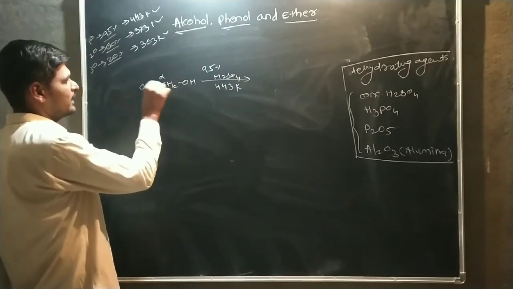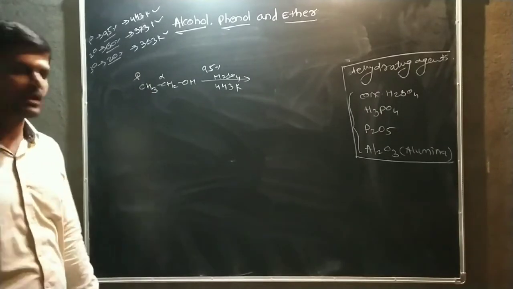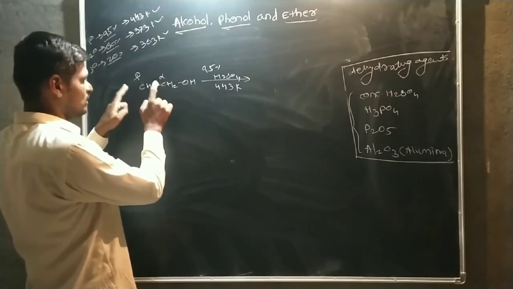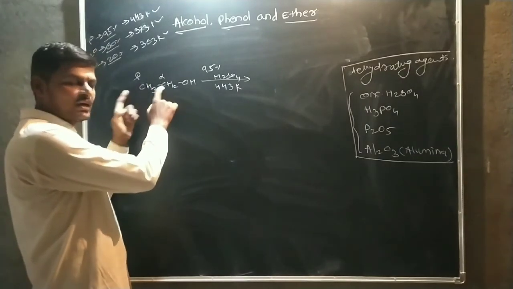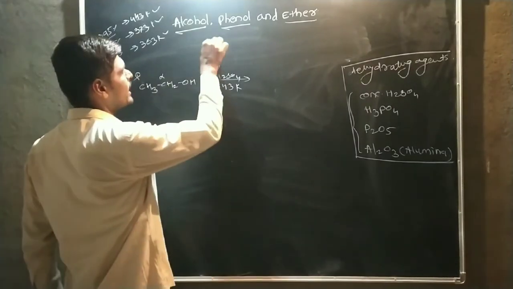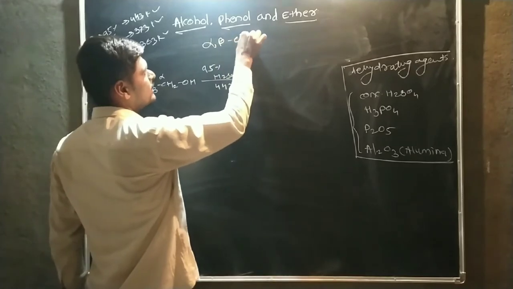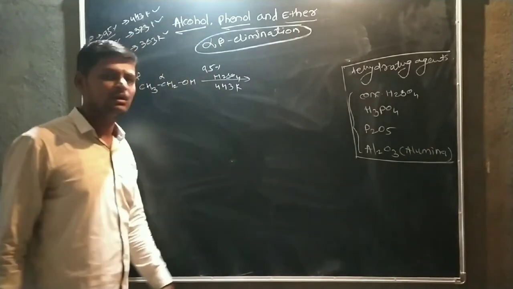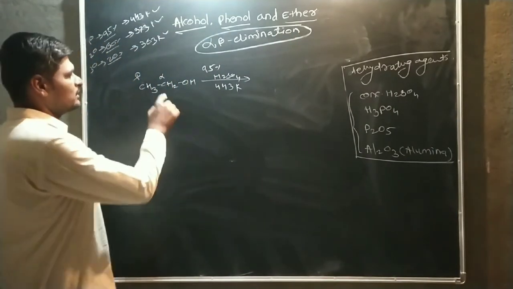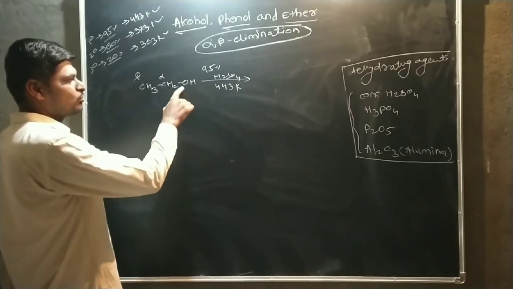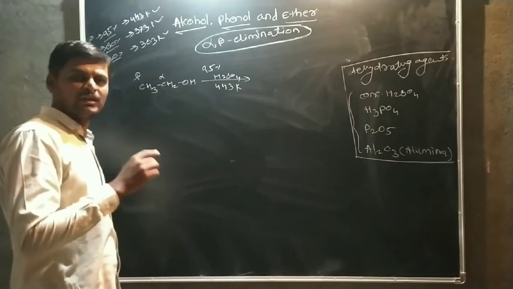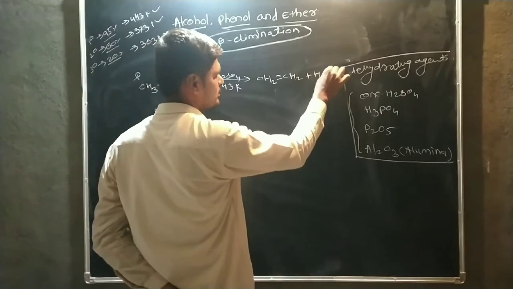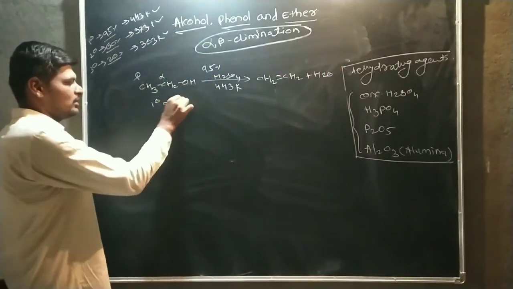This is the alpha carbon, and adjacent to that alpha carbon is the beta carbon. The elimination reaction happens between these two carbon atoms, the alpha and beta carbon atoms. Therefore, this reaction is also known as an alpha beta elimination reaction. From the alpha carbon, the hydroxyl group is eliminated, and from the beta carbon, a beta hydrogen is eliminated, and then it forms the respective alkene. Plus H2O is also formed. This is a primary alcohol.